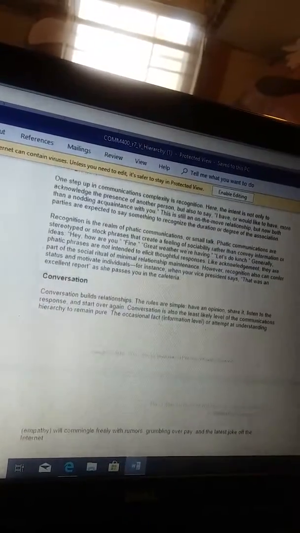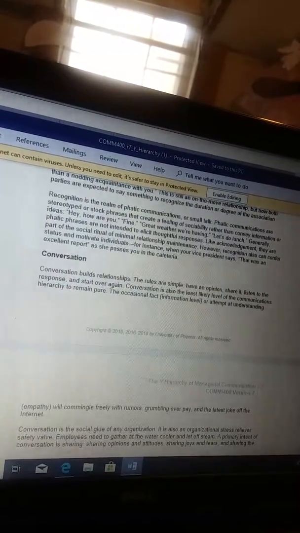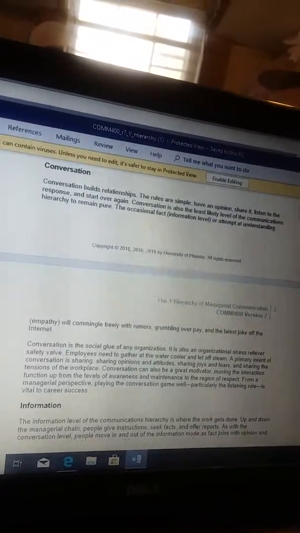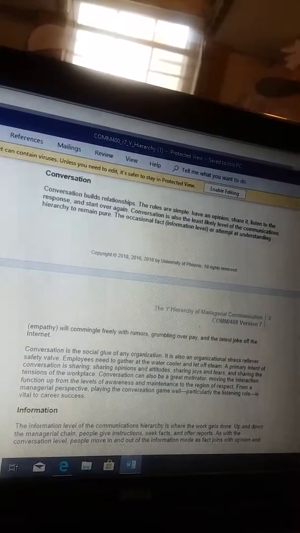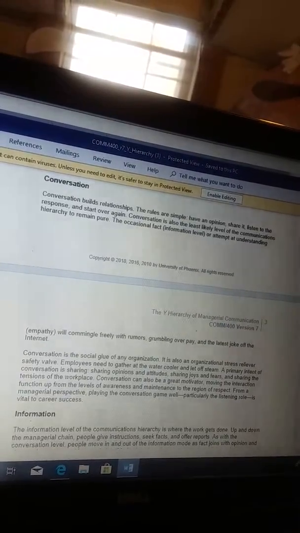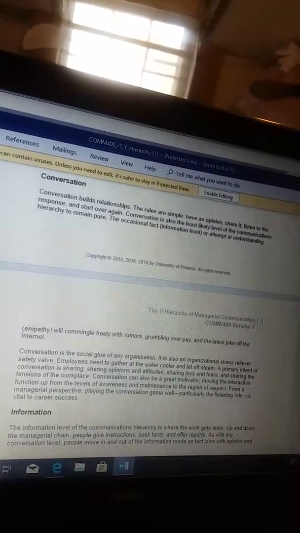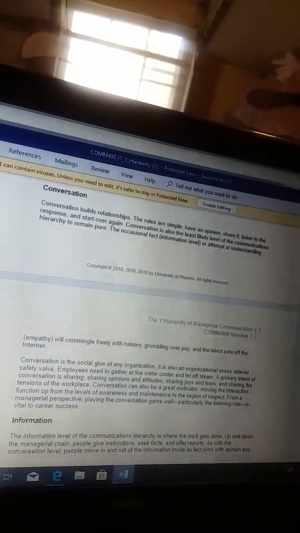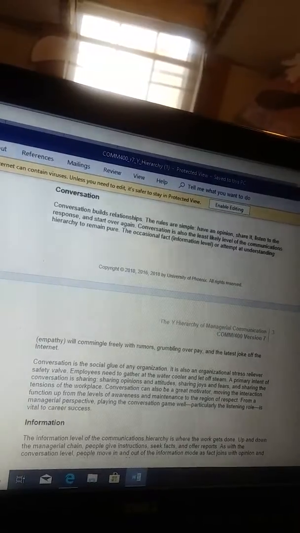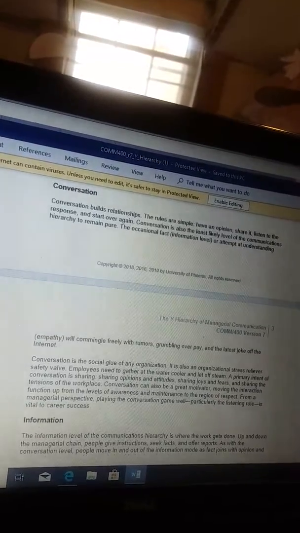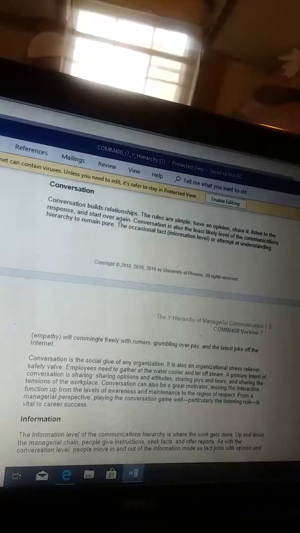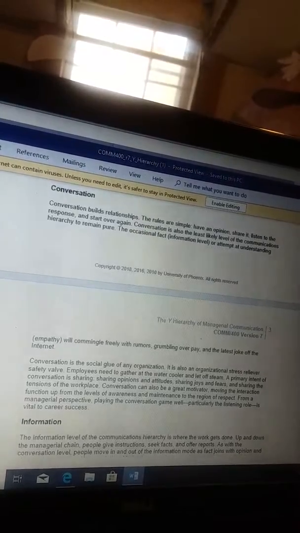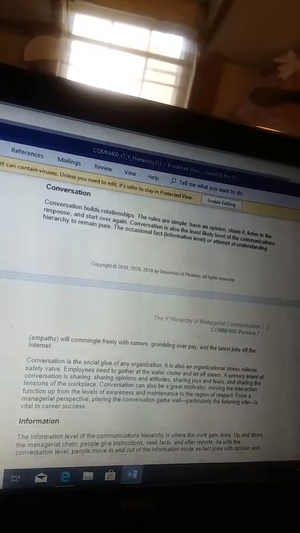Conversation builds relationships. The rules are simple. Have an opinion, share it, listen to the response, and start over again. Conversation is also the least likely level of the communications hierarchy to remain pure. The occasional fact, information level, or attempt at understanding empathy will commingle freely with rumors, grumbling over pay, and the latest joke off the internet.